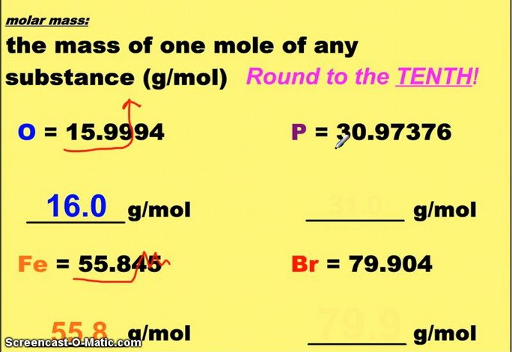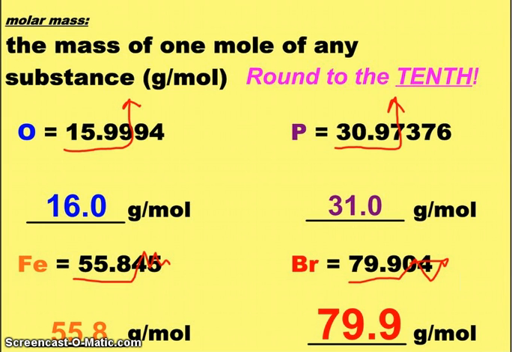Two other examples, phosphorus, 30.97376, so 30.9. The 7 says round up. So we end up with, again, 31.0. And the last one, which always seems to give people fits, bromine, 79.904. 79.9, drop. I guarantee no matter how many times I say it or how hard I try, people are going to write bromine as 80.0, but it's 79.9.